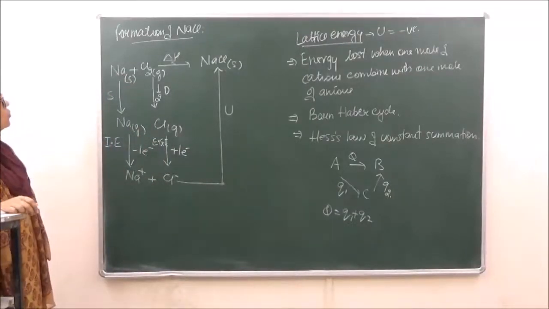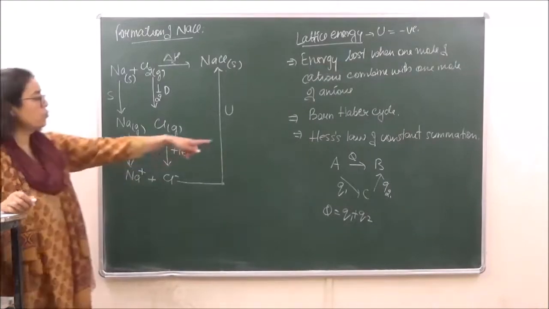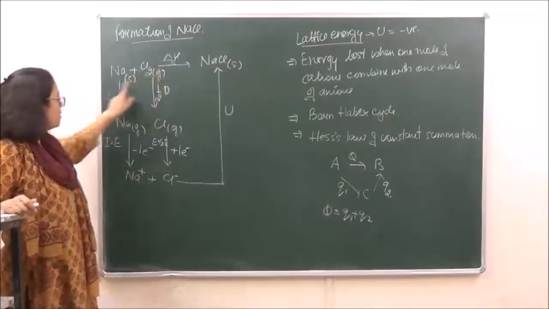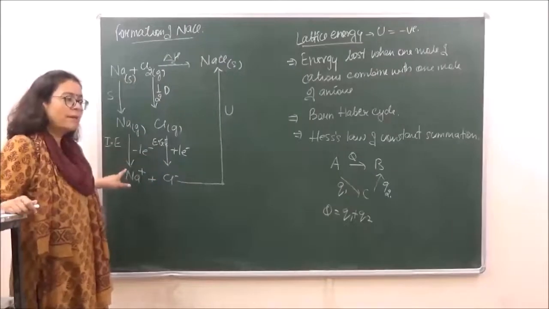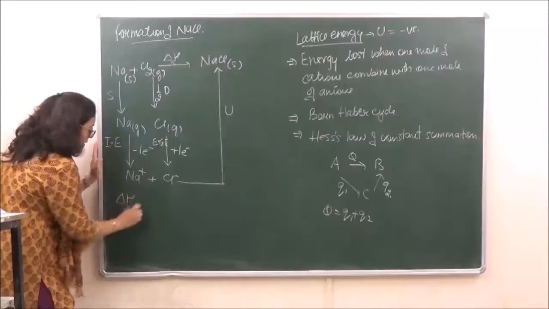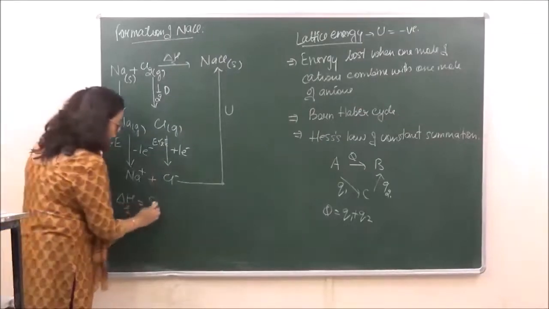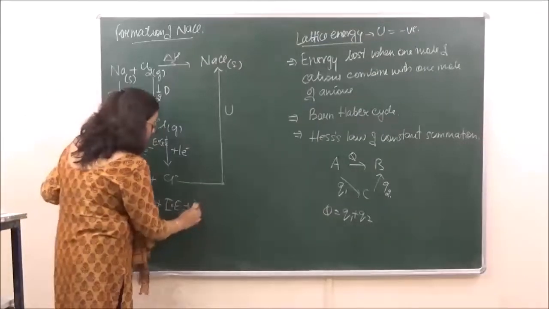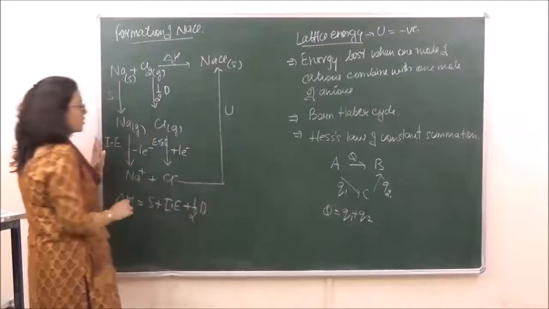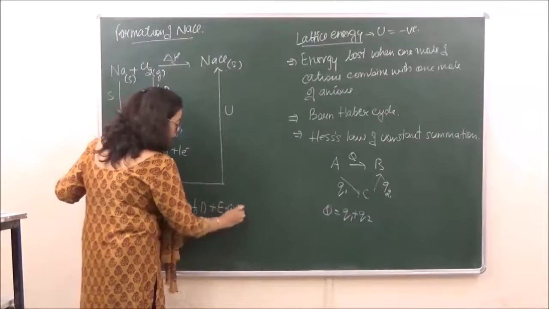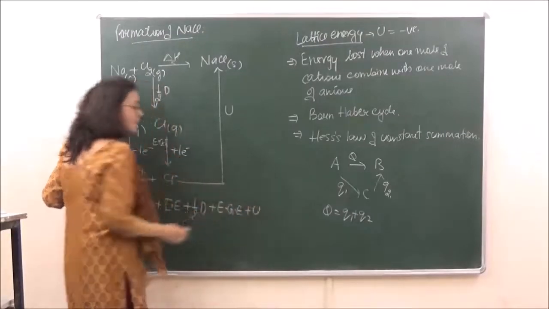In order to calculate the lattice energy, we are going to use the Hess law of constant summation, which means that the total energy is the sum total of all the energies which are taking place in the process. Okay? So we have delta HR equal to sublimation energy plus ionization energy plus half of dissociation energy plus electron gain enthalpy plus lattice energy.